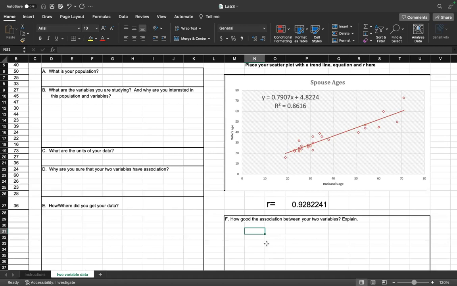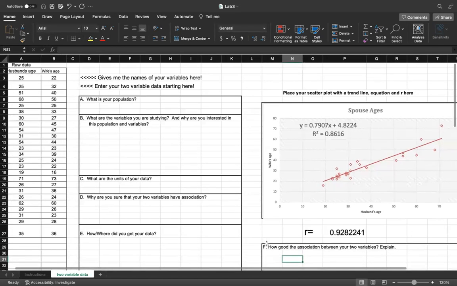Don't just say, hey, look, it's going up, it looks pretty strong. You need to actually reference your R value and say, my R value is 0.928. Therefore, it is a very strong positive linear relation. So make sure that you reference that R value. You talk about if it's positive or negative, and that's enough explanation. Because it's 0.928, it is a strong positive linear relation. That's it. Any questions?